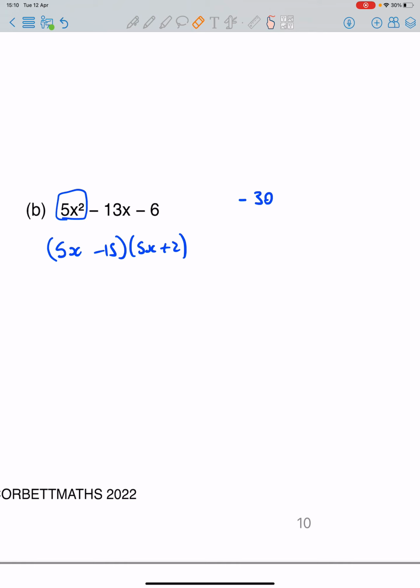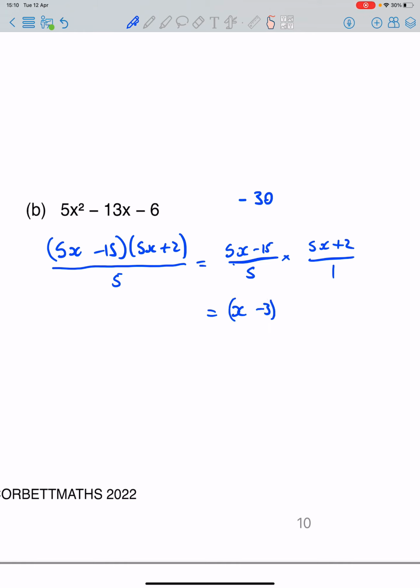That's what I was thinking of. But we don't want that, so we divide by 5. Gives us 25x², sorry. But we want 5x², so we divide by 5. So it makes that. And again, by the same logic as before, (5x - 15)/5 multiplied by (5x + 2)/1 works like that. And then 5 divided by 5 is x, -15 divided by 5 is -3. So it's that multiplied by 5x + 2, all divided by 1 is just 5x + 2. So that's the factorization for that.